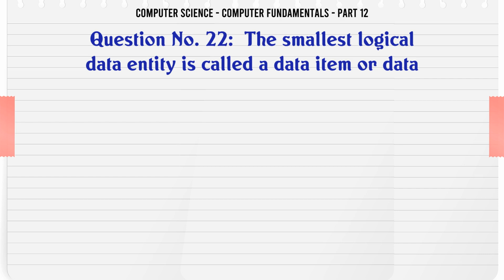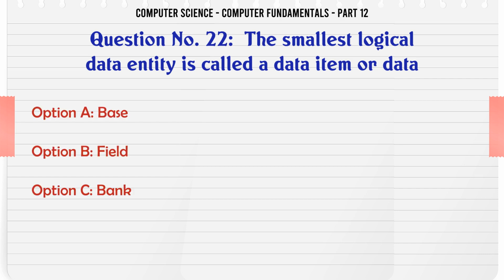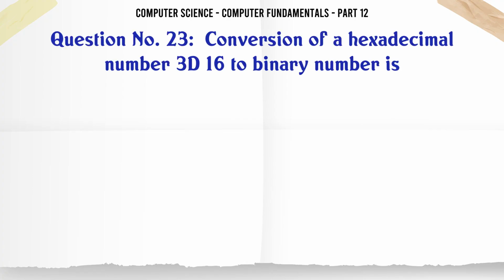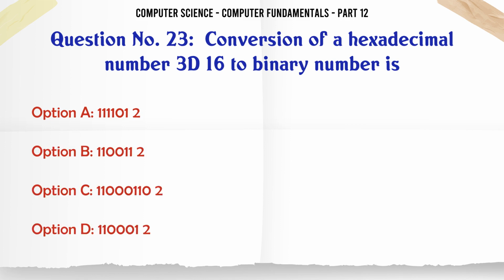The smallest logical data entity is called a data item or data. A. Base, B. Field, C. Bank, D. Collection. The correct answer is field. Conversion of a hexadecimal number 3D16 to binary number is A. 1,11,101 2, B. 1,10,011 2, C.